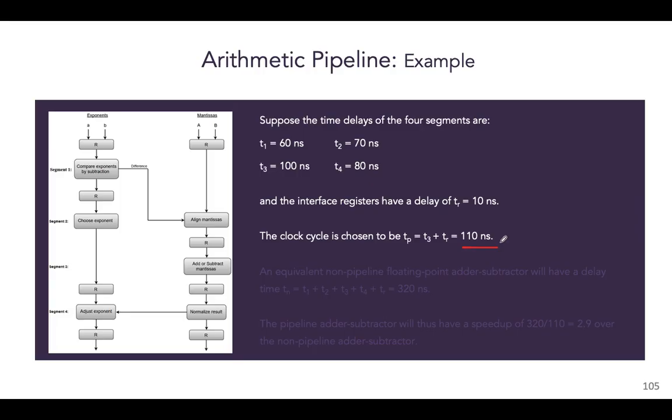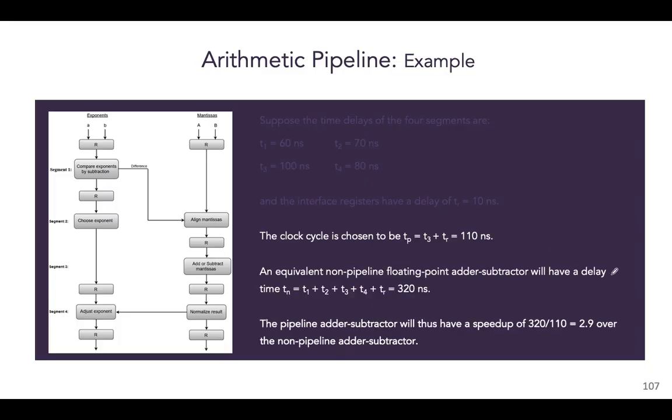Now consider that there was an equivalent non-pipeline system that also performed the same operation. The clock cycle in that case would have been 60 plus 100 plus 70 plus 80. Again, this is something we discussed in the previous video. That would have come out to be 320 nanoseconds. So 320 ns is the time for the non-pipeline system, and 110 nanoseconds is the time it takes to perform the same operation in a pipeline system.